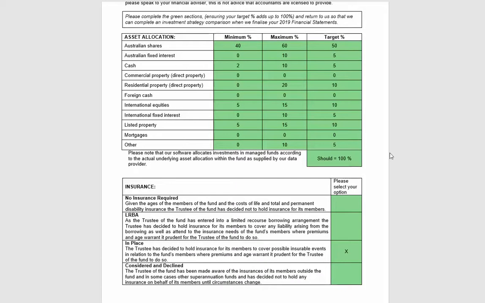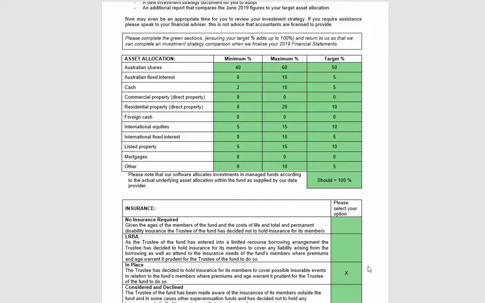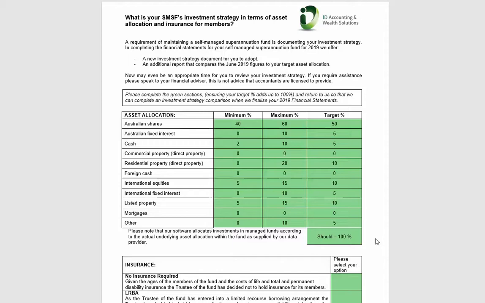Then down the bottom here, we just need you to indicate which of these four options fit who you are with how you've chosen to consider insurance. The first option being that you've just decided that the members are fairly old in the fund and therefore no insurance is required. The second may be that you've got a loan in place for a property, therefore you've considered that in working out how much insurance you should have for your members. If there is insurance in place and you're comfortable with it, then this section where I've ticked, and then the bottom one is you've considered and declined any insurance needs anyway. So that's the document that we need you to complete and send back to us.